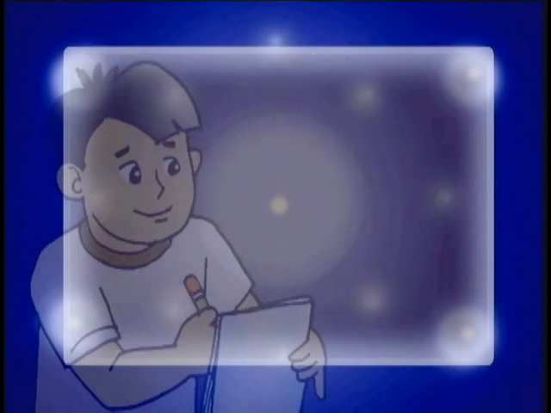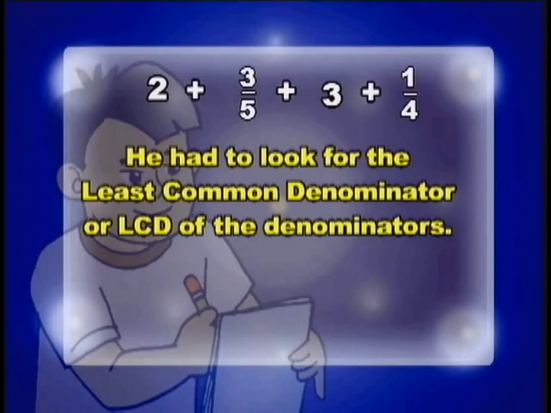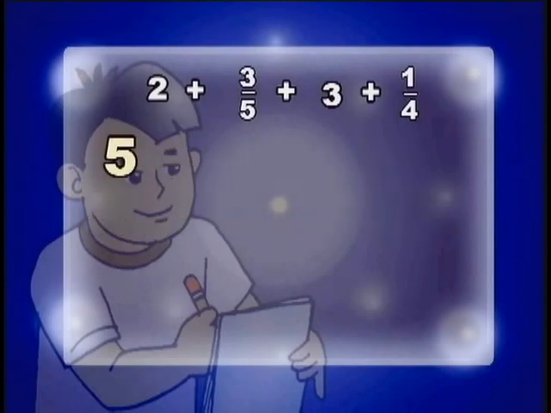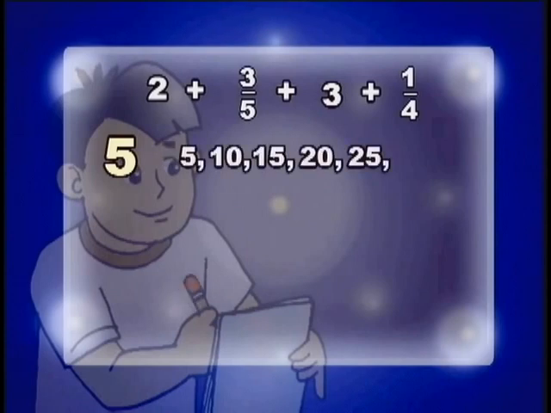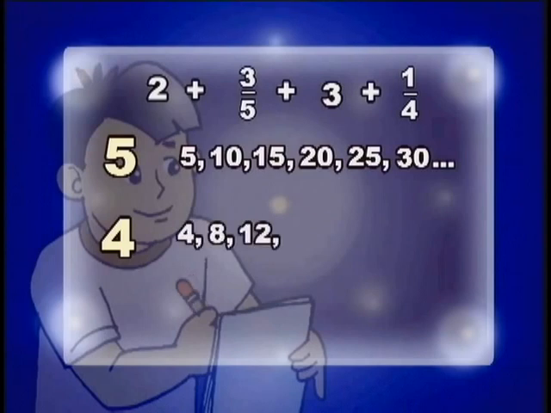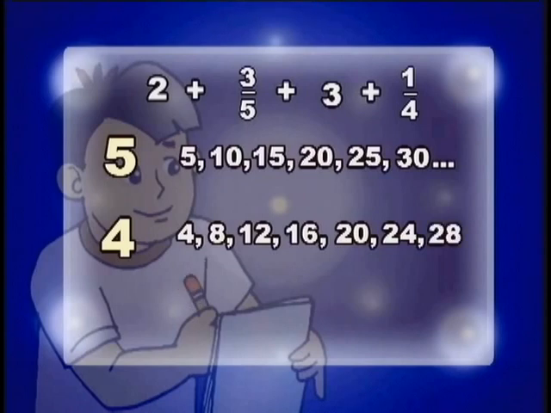June added the dissimilar fractions first, but before he could do that, he had to look for the least common denominator, or LCD, of their denominators. He wrote the first denominator, which is 5. The multiples of 5 are 5, 10, 15, 20, 25, 30, and so on. Then the second denominator, 4. The multiples of 4 are 4, 8, 12, 16, 20, 24, 28.